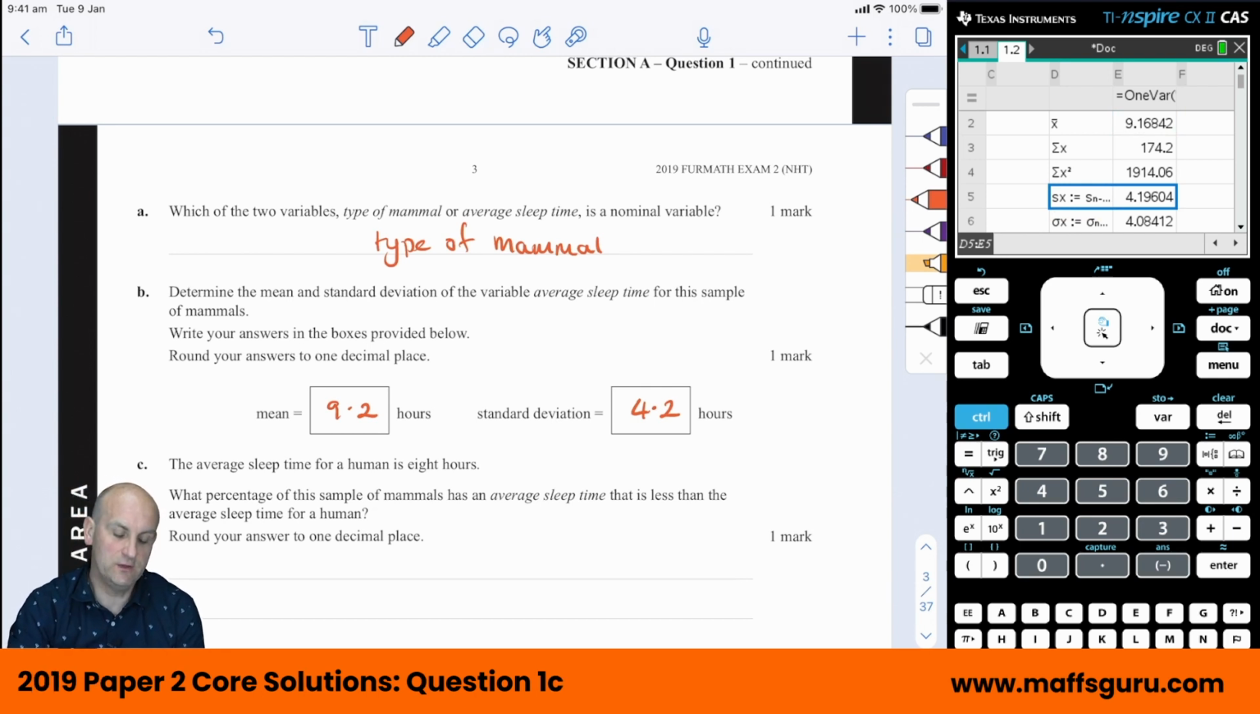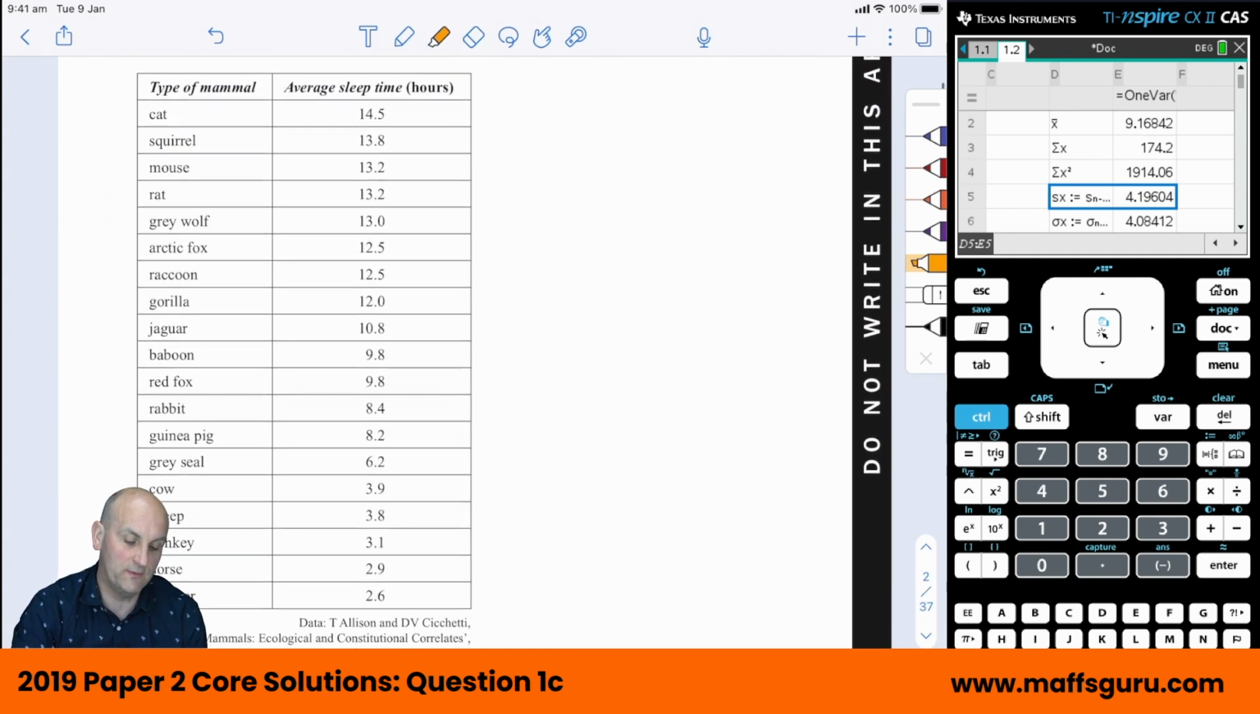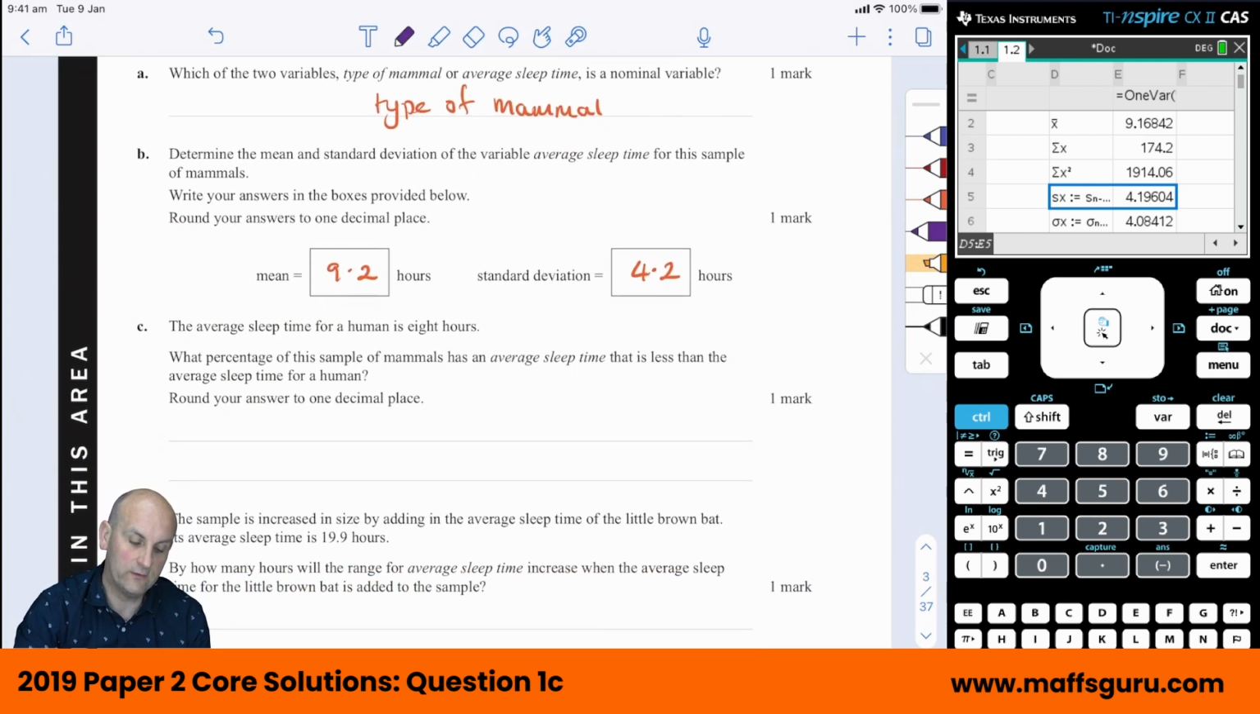The average sleep time for humans is 8 hours. What percentage of this sample of mammals has an average sleep time that is less than the average sleep time for a human? So what percentage of this sample of mammals have an average sleep time that is less than 8 hours? 1, 2, 3, 4, 5, 6. So we are going to do 6 out of 19, and we're going to times that by 100. That's my working out.